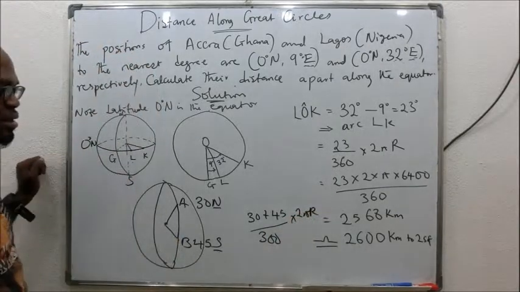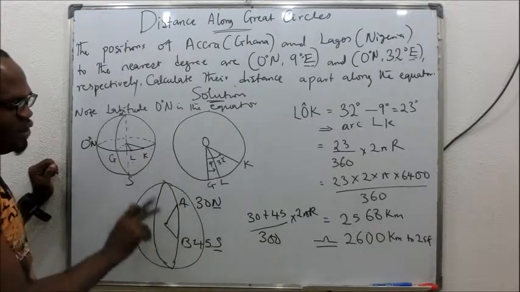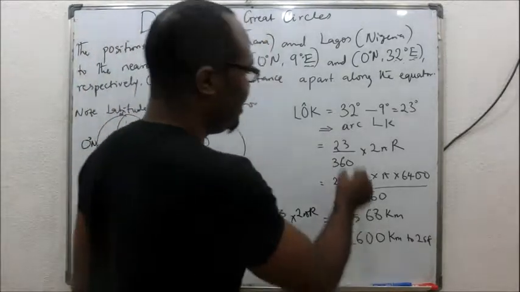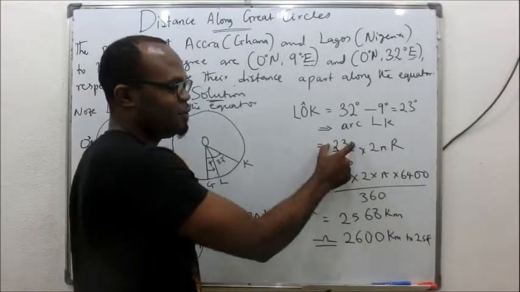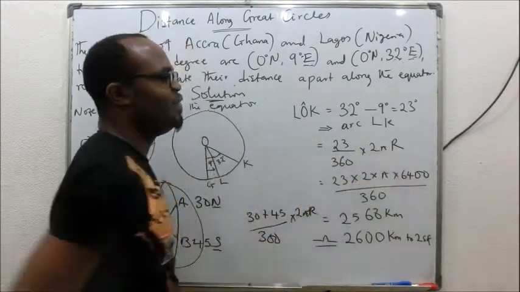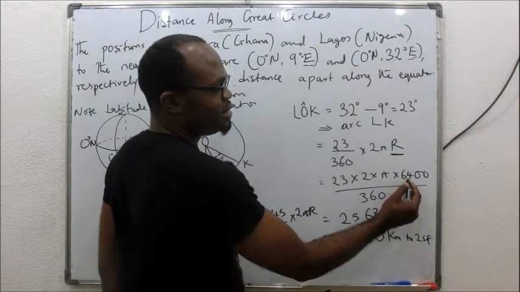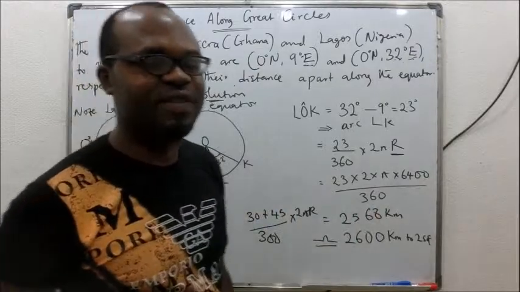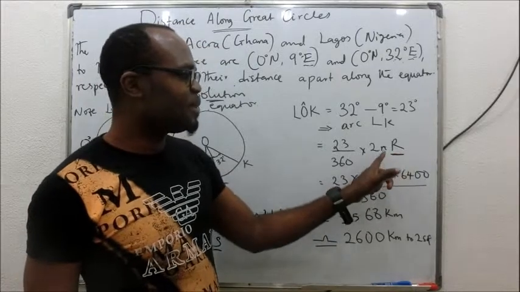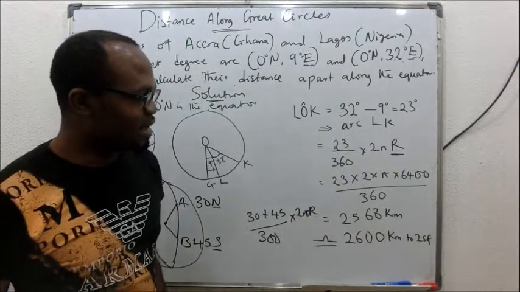The same thing. So just check whether you are calculating across the equator or across the meridians. It's just the same simple answer. Anything you get, the difference in the angles all over 360 times 2 pi r. Very simple. And note that your r is always 6,400. That is the radius of the Earth. 6,400 kilometers. That is your big R. Pi is always 22/7. So that is how you go about the calculation.